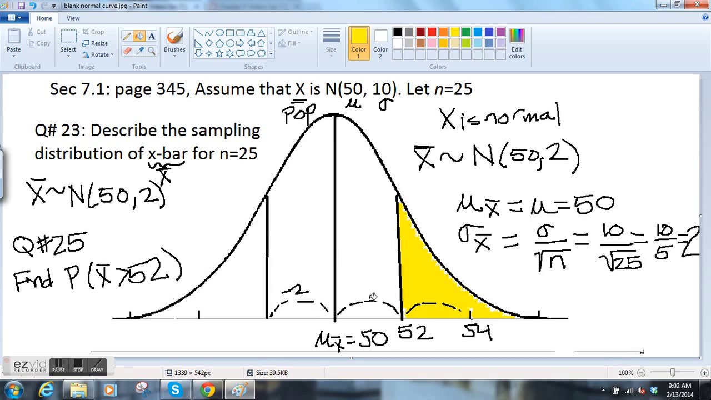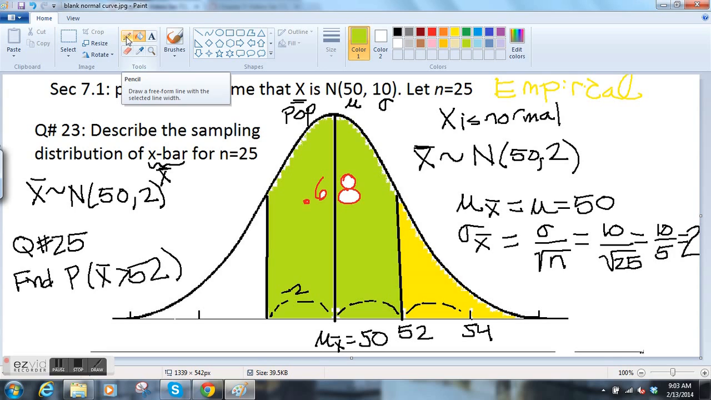All right, so this is one standard deviation. I'm going to use the empirical rule. It's easier to say than to write. We know 68% are within one standard deviation. So 0.68 is within one standard deviation. I can fill that in to make it look pretty. I'll make it green.